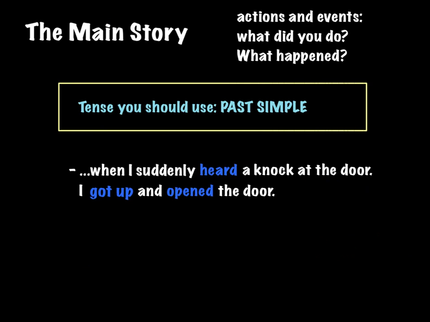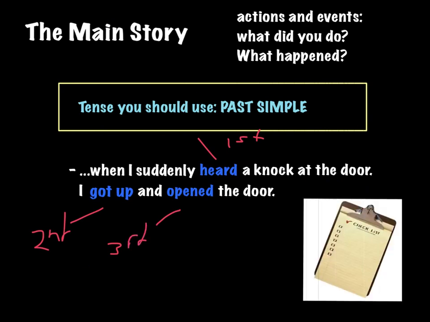It's important to mention that the order you write the actions is the order they happen in. So for example, heard is the first action that happens, got up is the second action that happens, and opened is the third action that happens. Imagine it like a checklist. So first, I suddenly heard. Second, I got up. And third, I opened the door.